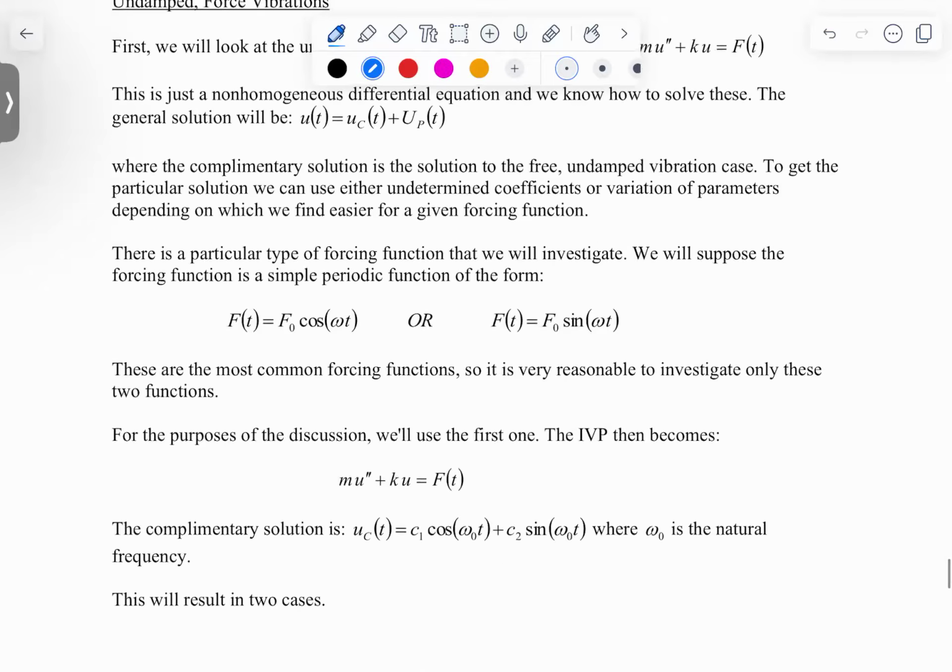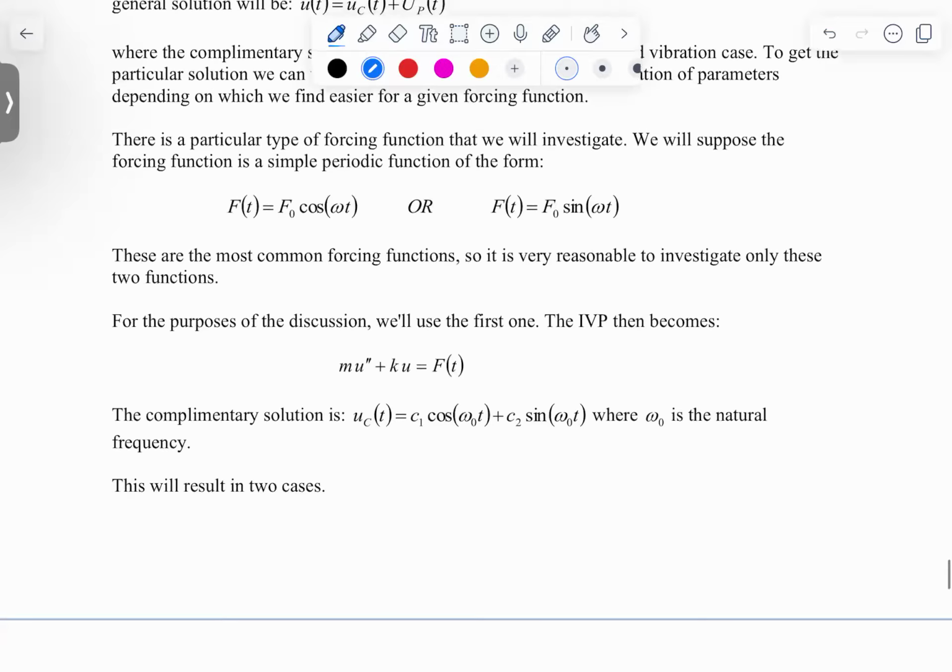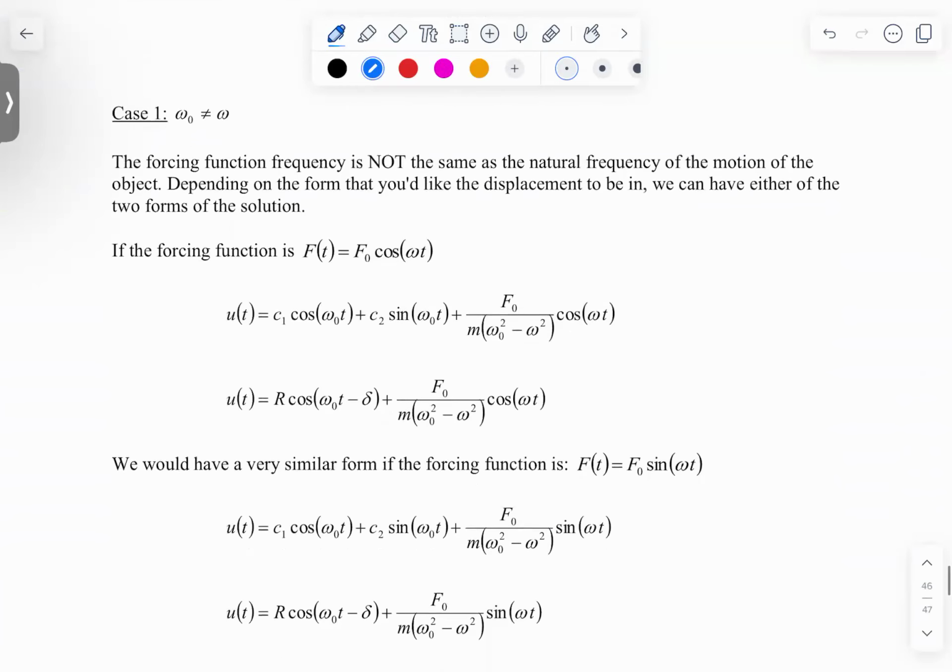Now, good news, the only ones we're going to investigate for this spring case are sine and cosine. So we don't have to worry about the variation of parameters method, and it's only that single case of undetermined coefficients. The other good news is that since these are the most common forcing functions by a distance, they have actually been solved out in their entirety. The complementary solution always ends up looking like this, and that results in two super interesting cases.